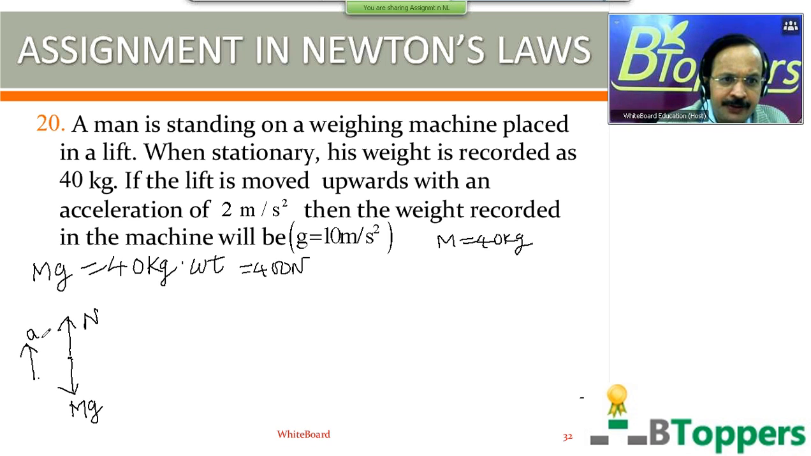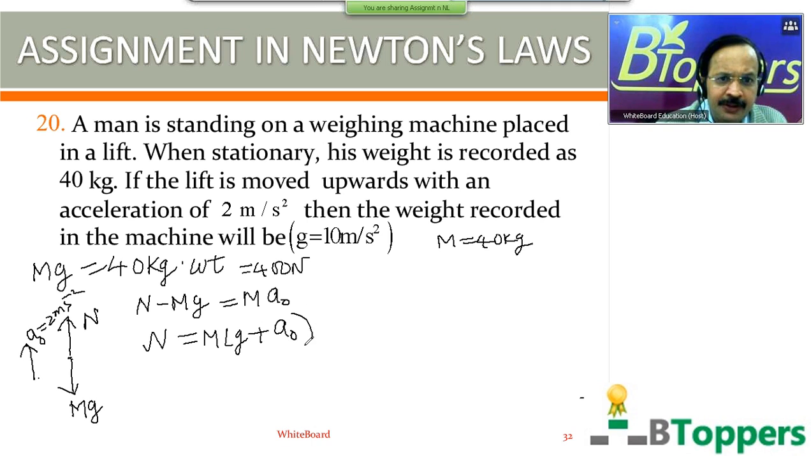So if the lift is moving upwards with acceleration of magnitude denoted by a naught, the net force on the body will be directed upwards. The resultant force is upwards, so we choose the upward direction as the positive direction. So the magnitude of the resultant force on the body is equal to N minus mg. From Newton's second law, that is equal to the product of mass and magnitude of acceleration. So the magnitude of the normal reaction force on the body by the floor of the lift is given by m into g plus a naught.